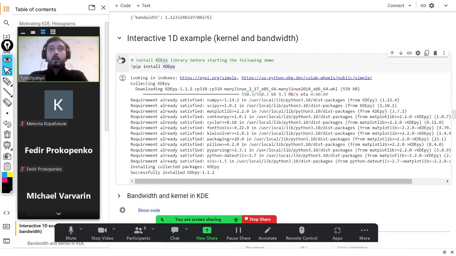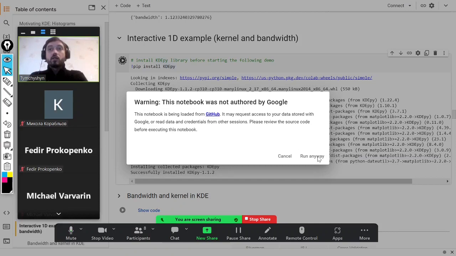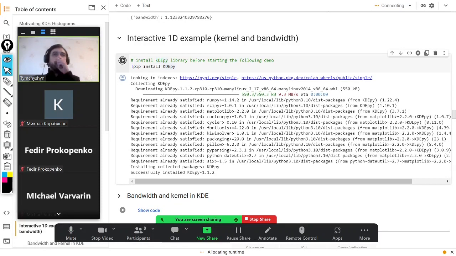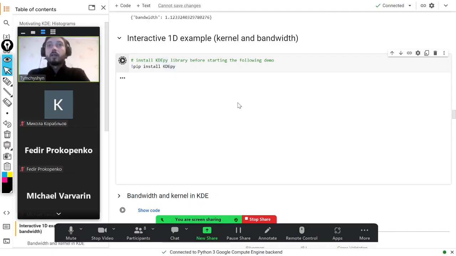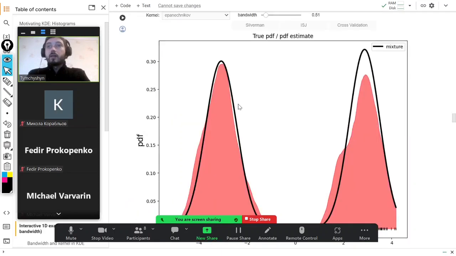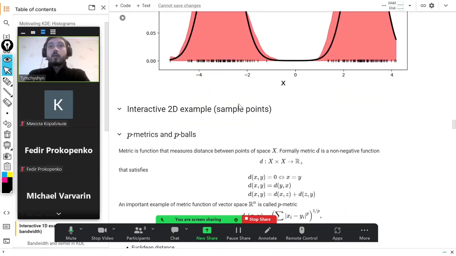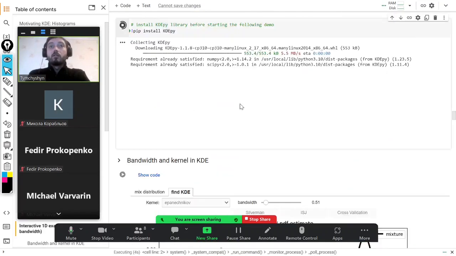And now let's start some example of the KDE, and I will show you how those rules work.